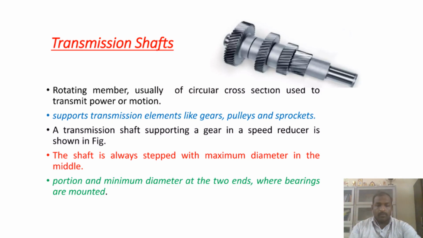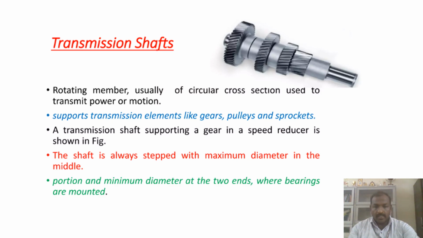First, knowing about the shafts, first we want to see the transmission shaft. It is a rotating member, usually of circular cross section, used to transmit power or motion. It supports transmission elements like gears, pulleys, and sprockets. A transmission shaft supporting a gear in a speed reducer is shown in the figure that you can see clearly.